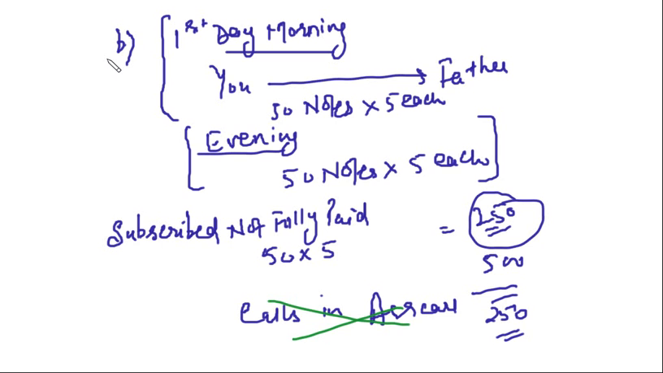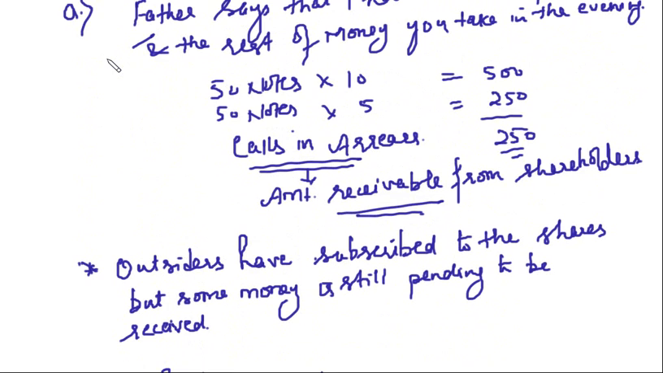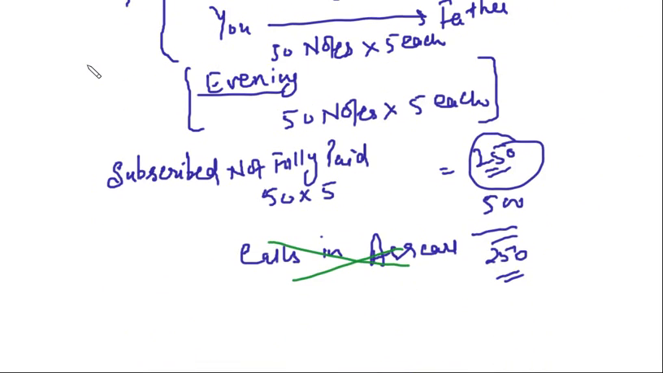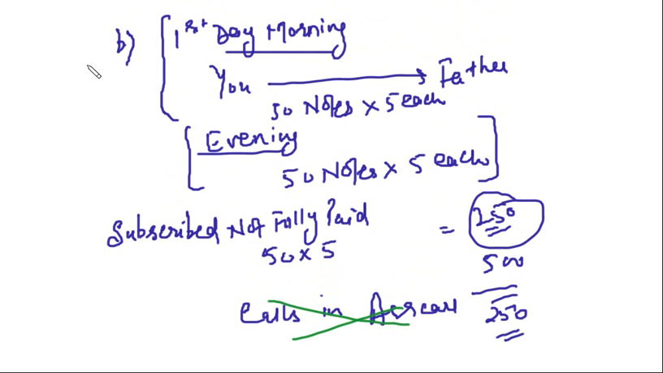Clear? This is the difference. There you asked for, you called rupees 10, but you received rupees 5. Here is what is happening. You have called for rupees 5 only. The rest of the money you will call later on. You have called for rupees 5 only. There you called for 10 rupees, you received 5. Here you called 5, you received 5. So nothing is calls in arrears.